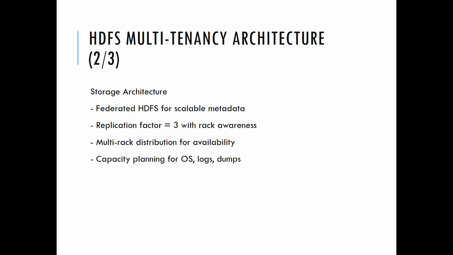This leads to multi-rack distribution, a best practice for high availability. It ensures that the cluster remains operational even if a network switch or power unit for an entire rack fails. Finally, meticulous capacity planning is essential. We must allocate not just space for tenant data, but also reserve capacity for the operating system, application logs, and potential data dumps. This prevents the cluster from running out of space for critical system functions.